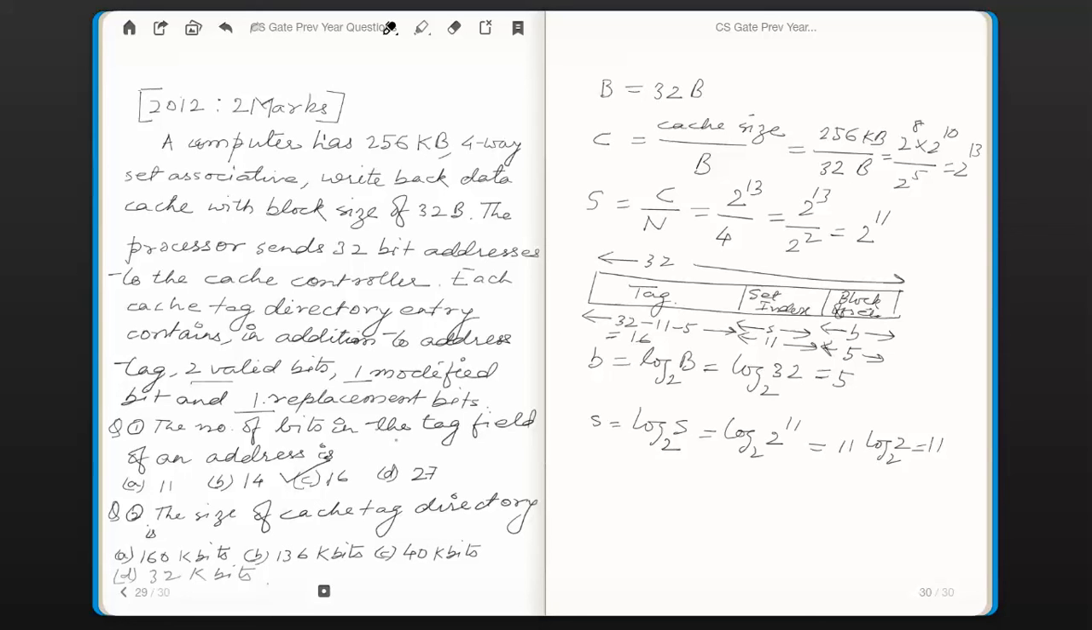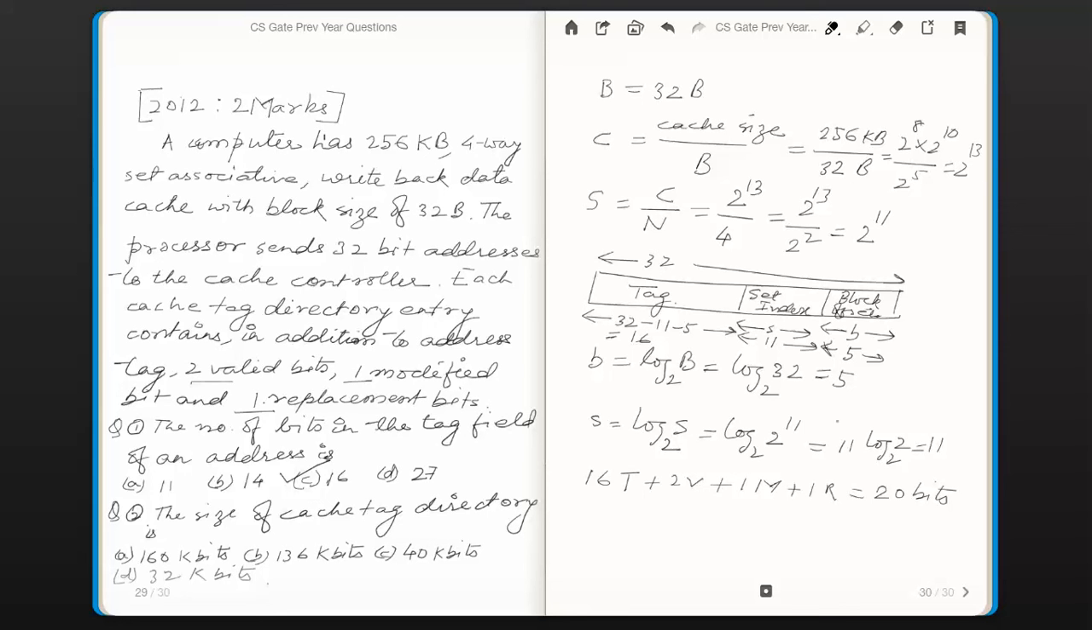So here each cache block would contain 16 bits of tag field. Apart from that, it has 2 valid bits, 1 modified bit and 1 replacement bit. So each cache block has 16 bits of tag field, 2 bits of valid field, 1 modified bit, plus 1 replacement bit. So overall, with each block of the cache, we have 16 plus 2 plus 1 plus 1, that is 20 bits of metadata.